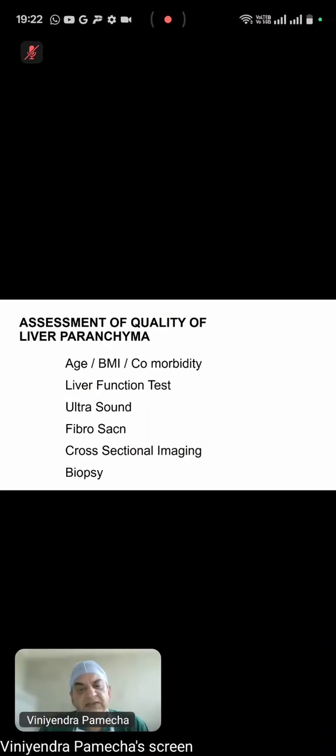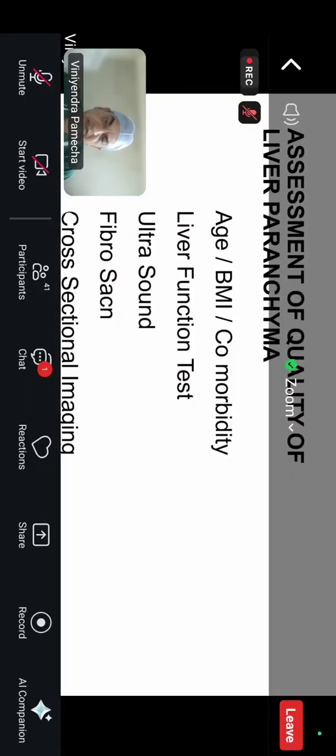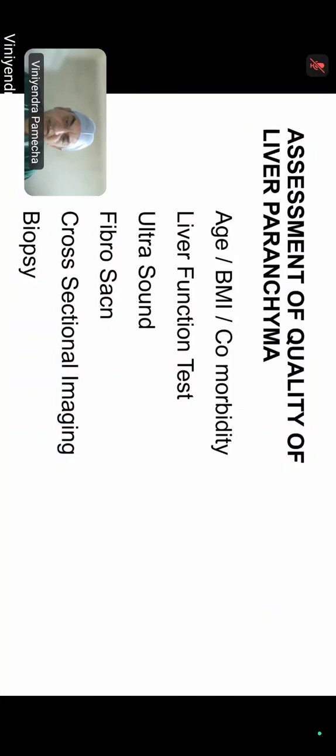This shows the various tests which you need to look into in order to assess the liver parenchyma. If they have steatosis or hepatitis, it can be reflected in the liver function test. Ultrasound is a good screening. Fibroscan is more objective, and when you're putting them through an optimization protocol, you can monitor reversal through Fibroscan and cross-sectional imaging.